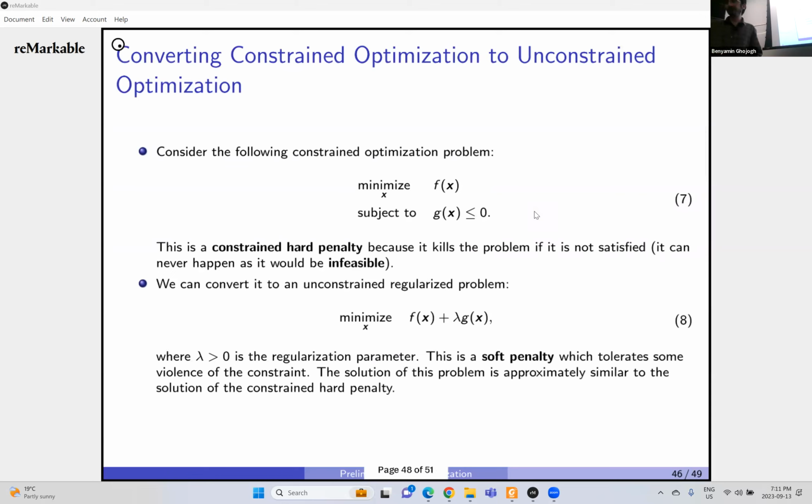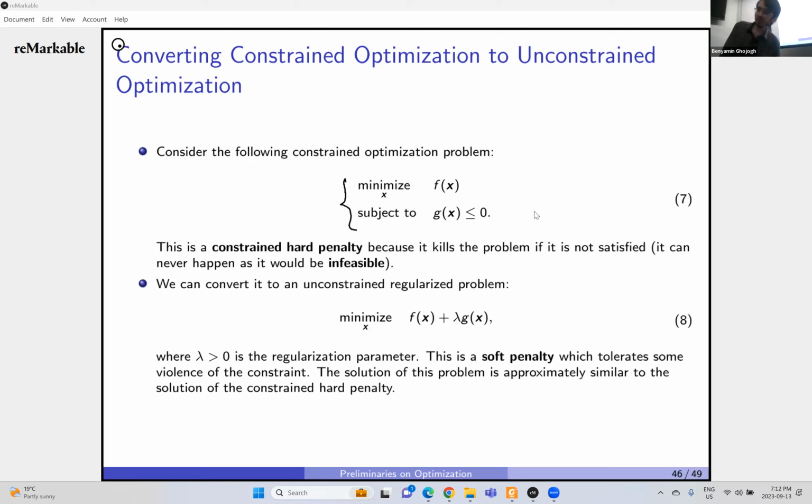Now, an important thing: how to convert a constrained optimization problem to an unconstrained optimization problem. Why do we need that? Because usually in meta-heuristic optimization, which we'll see, we work with unconstrained optimization. So if we have a constrained optimization problem, let's convert it to an unconstrained one and then use meta-heuristic optimization to solve it.